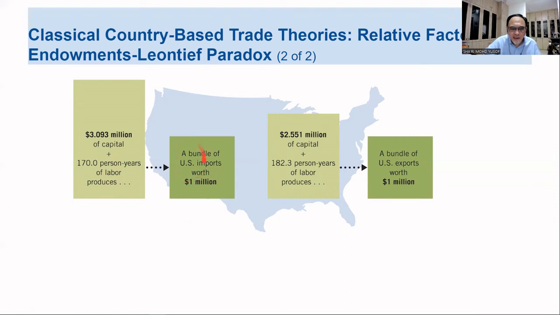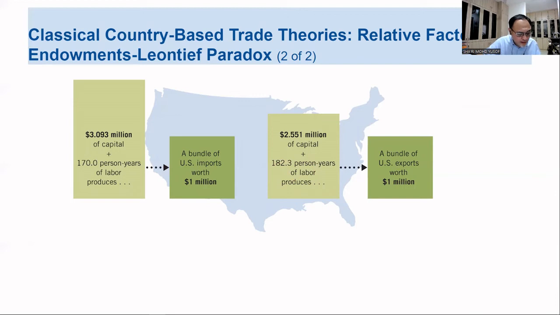And 2.55 million of capital plus this number of years of labor produces 1 million worth of exports. So imports required in that year were more capital intensive than US exports. It should be the other way around.